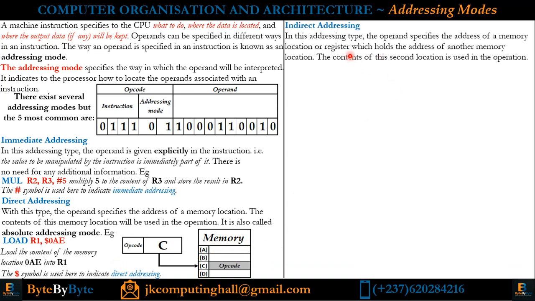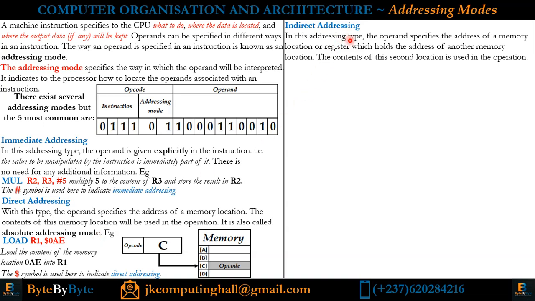Then we have indirect addressing. In this addressing type, the operand specifies the address of a memory location or register which holds the address of another memory location. The content of this second location is used in the operation. So let us go back to the beginning. In immediate, the value they are giving me is the value I use directly in the operation. In direct, the value they are giving me is the address of the value to be used in the operation.